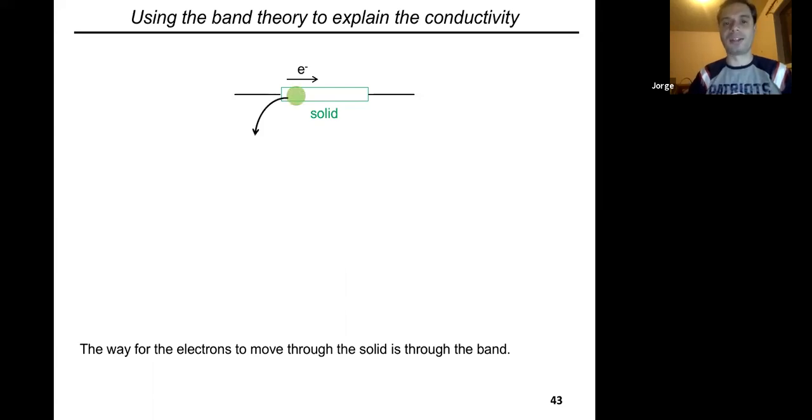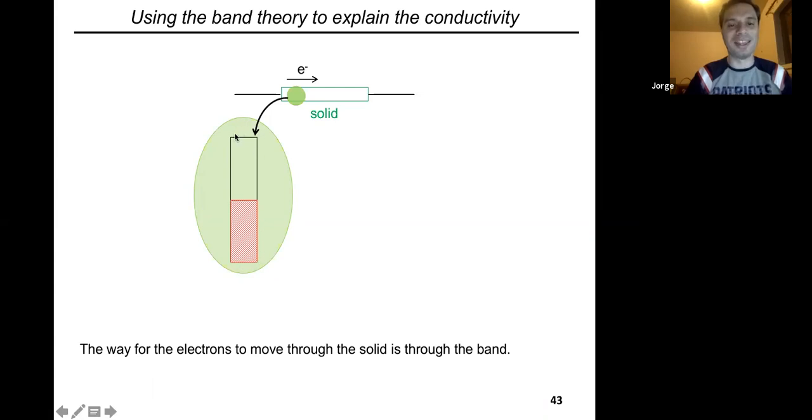So let's take a chemical look at the structure of the material. We know that the combination of the atomic orbitals will form the band of this material. Let's start looking at lithium, for example. We know that this here is the S band. And we also know that the band is half filled and half empty.